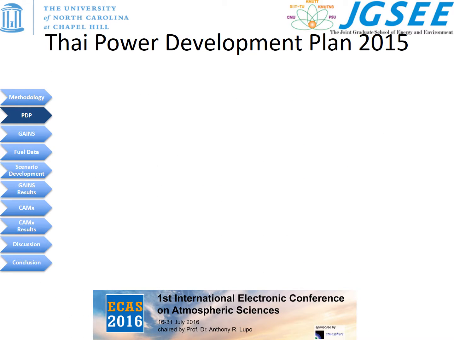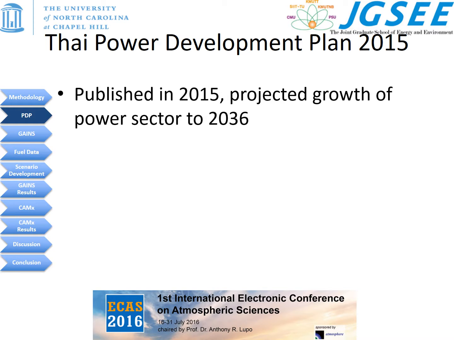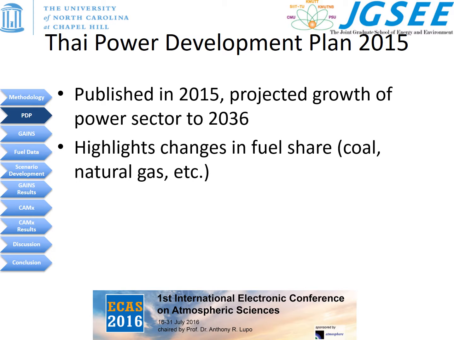The Power Development Plan 2015 is a document that was published by the Thailand Ministry of Energy. It provides the growth of the energy generating sector of Thailand from the current status to 2036. It incorporates fuel consumption, efficiency measures, power plant openings and closings, and transition system improvements. Highlighted in the PDP are changes in the overall fuel share, going from being dominated by natural gas to a more even split between coal and natural gas.